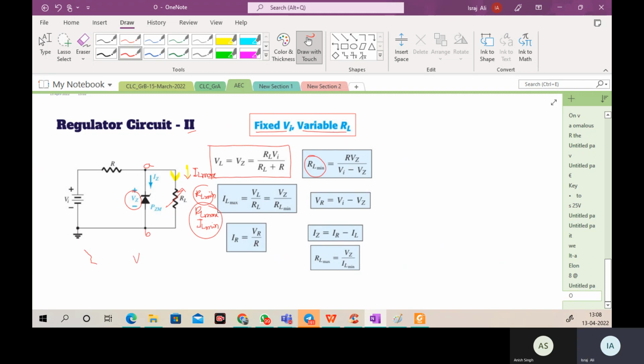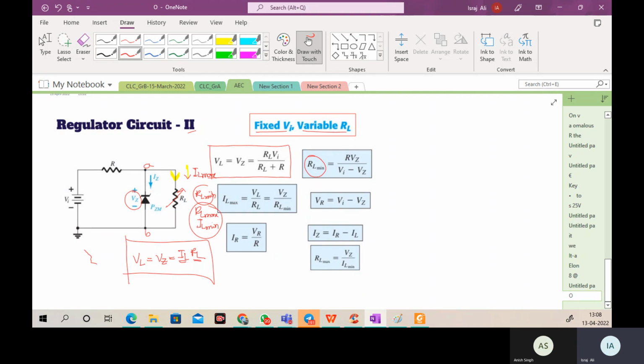Because the voltage VL is equal to VZ is equal to IL into RL. If you understand this equation, you will see that for a constant voltage, when IL is minimum, RL is maximum. When RL is minimum, IL is maximum, because the voltage is constant. And why is the voltage constant? Because we are fixing the Zener across the load. Voltage of the Zener is fixed. So we are expecting this. Got the point? Clear?